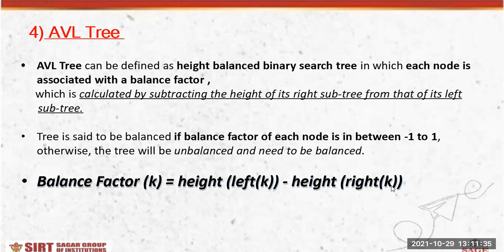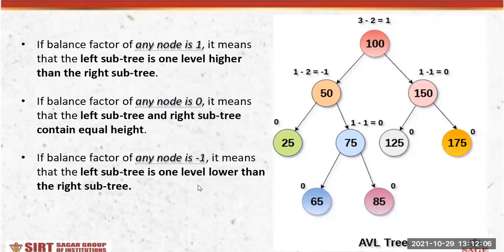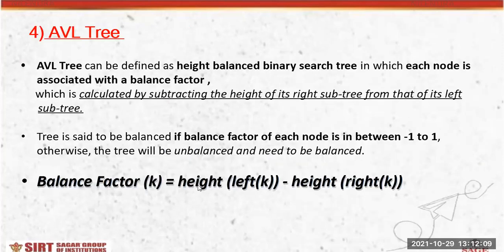But if this balancing factor goes outside -1, 0, and 1, then it will not be a balanced binary tree. So you have to make it a balanced binary tree in that regard. So what is the formula for the balance factor? You have to subtract the height of the right subtree from that of the left subtree. So you can see the formula: the balancing factor is equal to the height of the left subtree minus the height of the right subtree.